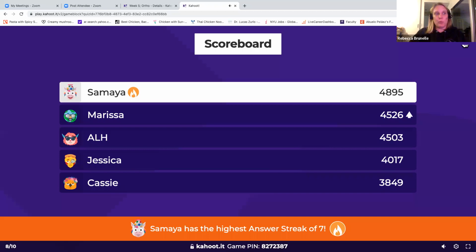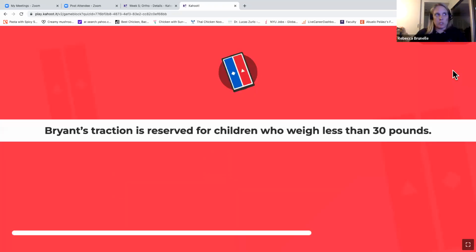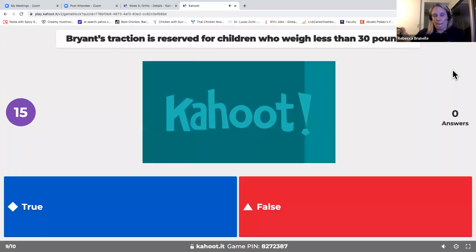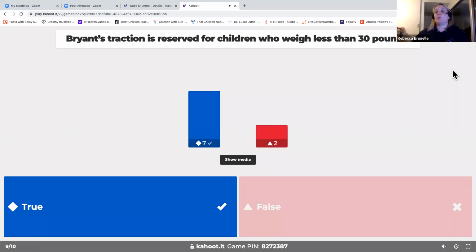So Bryant's traction is reserved for children who weigh less than 30 pounds. Is that true or false? So that's true. That's the one where the kid's legs are up in the air and you want the buttocks just a little bit off the bed.